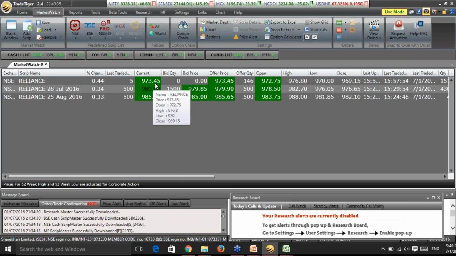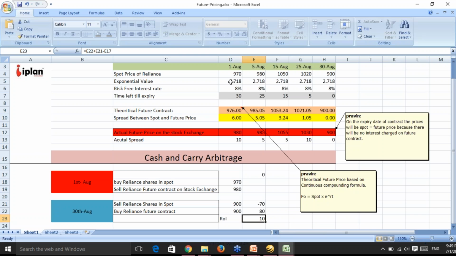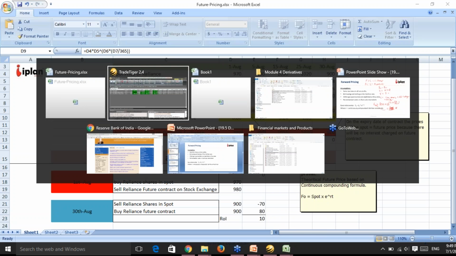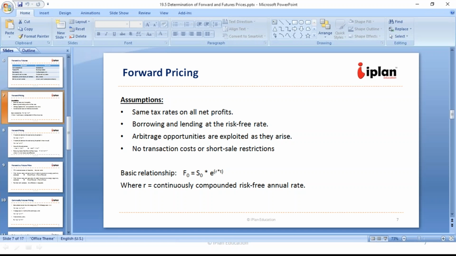Both will be the same. Prior to expiry, let's say one month before, they may have mispricing. Why? Because of the interest cost. We just learned the formula for the interest cost. So this is what we use, the forward contract pricing.